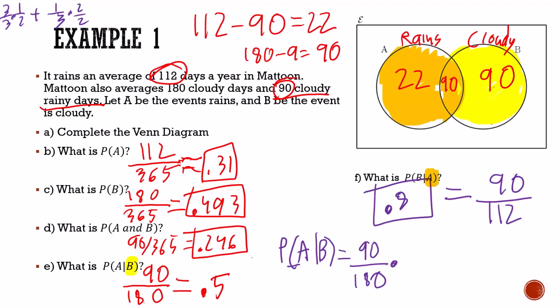So you don't have any idea why I'm doing this yet, but you'll just agree that this is valid. I could multiply the top and bottom of these fractions by 1/365. Of course, you have no idea why I'm doing that right now, but you will see in a second. Then I would have 90/365 over 180/365.